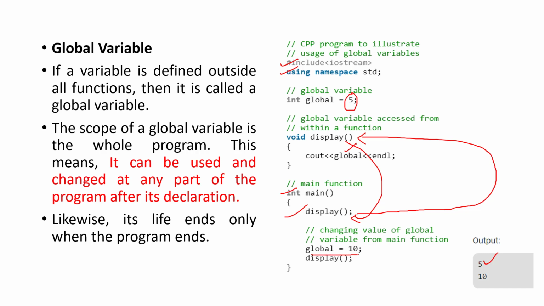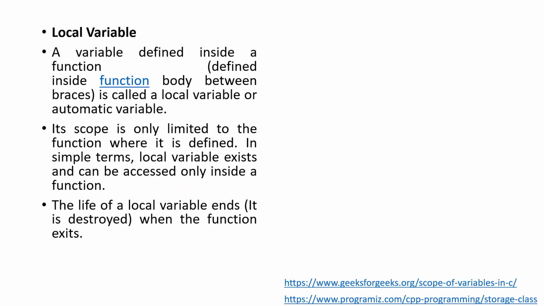Then we are defining global equal to 10. Then again display is called, and the control goes to the user-defined function with the value of global as 10. So display prints global as 10. As the variable is defined as a global variable, the value gets changed to 10. That means the value will change if it is edited in any of the functions. That is what is called a global variable.